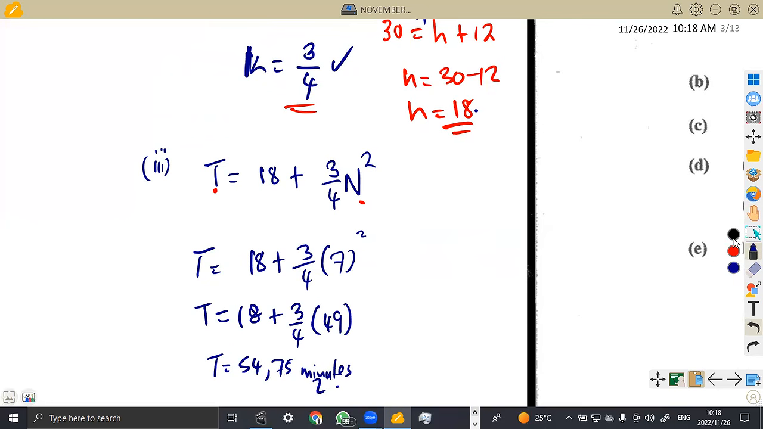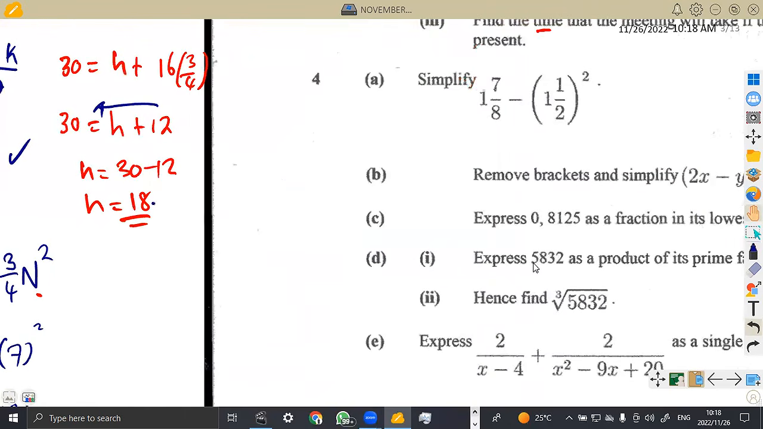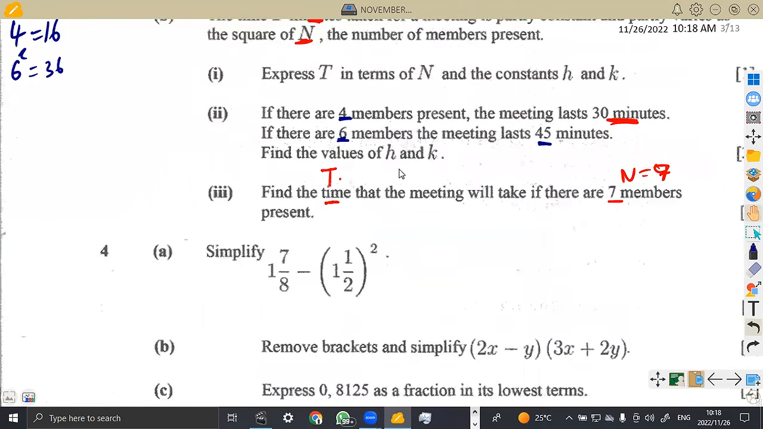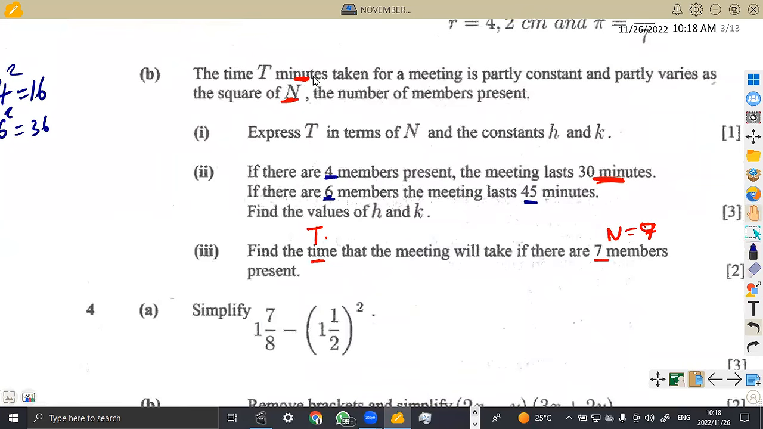Remember, our t, according to the question, is measured in minutes. So that is what you're supposed to write. Your t is time in minutes. And here we are not told to express the answer in any particular unit, so you maintain the units that are already in the given question.